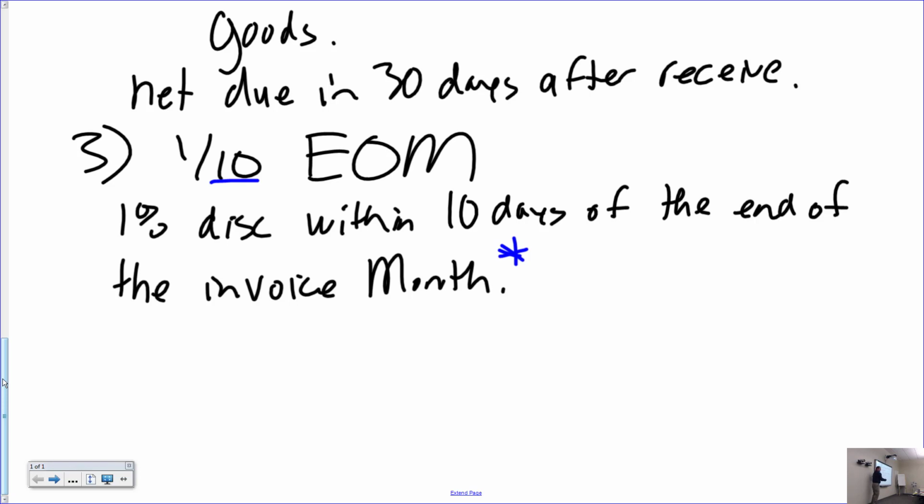So in other words, if your invoice date is January 15th, what's the end of January? The 31st, right? What's 10 days after the 31st? You will be getting a 1% discount. So the EOM is not when the discount ends, it's when it starts. So if your invoice date is in January, you basically have until February 10th to get the 1% discount, and the end of February to pay the bill. Okay? That's how EOM works.